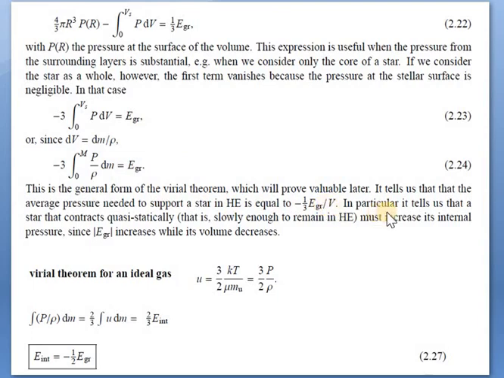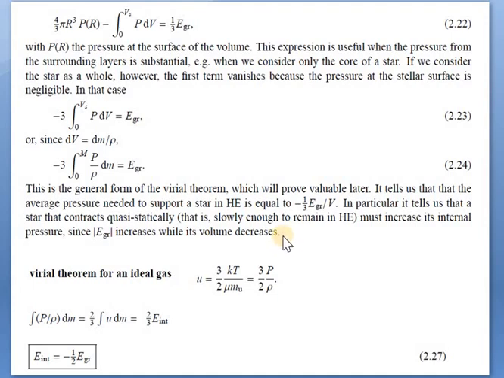Now in particular, it tells us that a star that contracts quasi-statically, which means slow enough to remain in hydrostatic equilibrium, must increase its internal pressure, since you see this E_G R increases while its volume decreases.